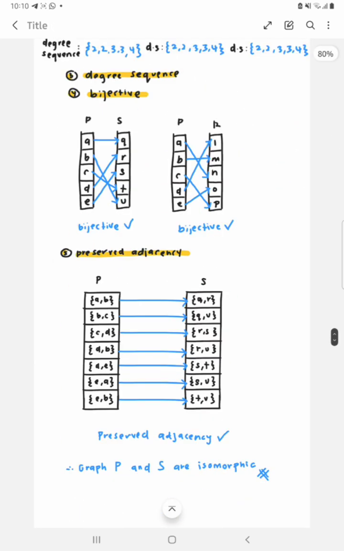Then the last step is preserve adjacency. The edges here equal the edges here. The neighboring is the same. We must check the neighboring for every edge. That's all.